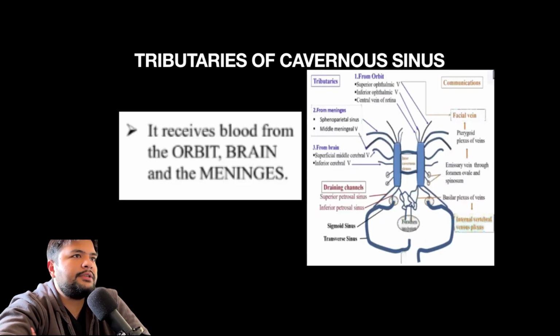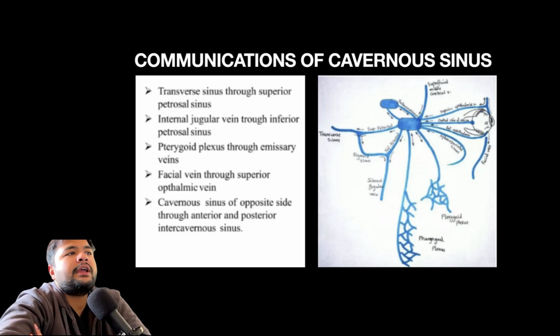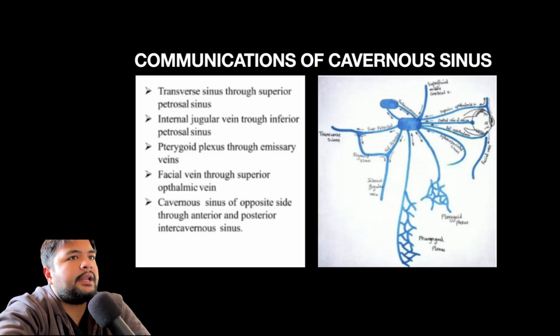So coming to the tributaries of the cavernous sinus, you can use this diagram. It receives blood from the orbit, brain, and the meninges. Coming to the communications of the cavernous sinus, the first communication is to the transverse sinus through the superior petrosal sinus, the internal jugular vein through the inferior petrosal sinus, the pterygoid plexus through emissary veins, the facial vein through the superior ophthalmic veins, and the cavernous sinus of the opposite side through the anterior and posterior intercavernous sinuses.